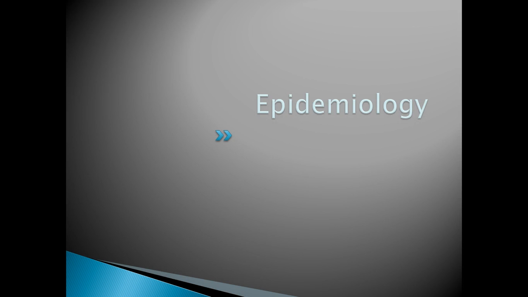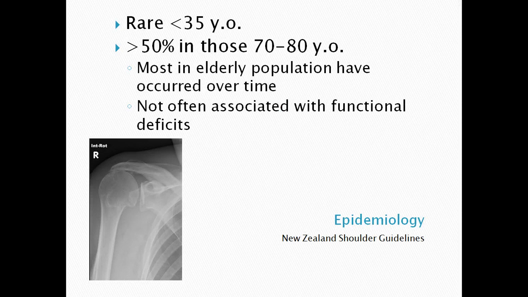So who gets rotator cuff problems? According to the New Zealand Shoulder Guidelines, complete tears are rare in those younger than 35 years old, and the majority occur in those between the ages of 70 and 80 years old. In that population, it is far more common to have no precipitating cause for the tear. Rather, they tend to occur over time. Interestingly, these tears are not often associated with functional deficits, regardless of the severity of the tear.